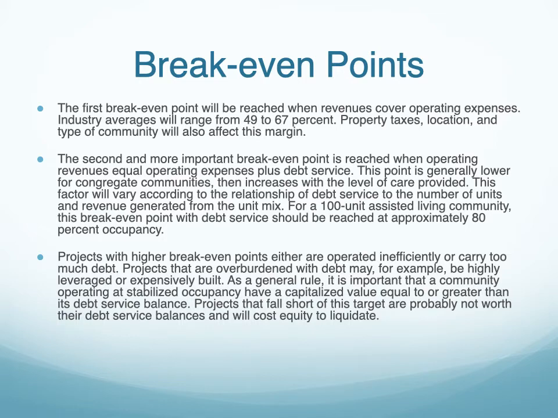Projects with higher break-even points either are operated inefficiently or carry too much debt. Projects that are overburdened with debt may, for example, be highly leveraged or very expensively built. As a general rule, it is important that a community operating at stabilized occupancy have a capitalized value equal to or greater than its debt service value. So projects that fall short of this target are probably not worth their debt service balances and will cost equity to liquidate.